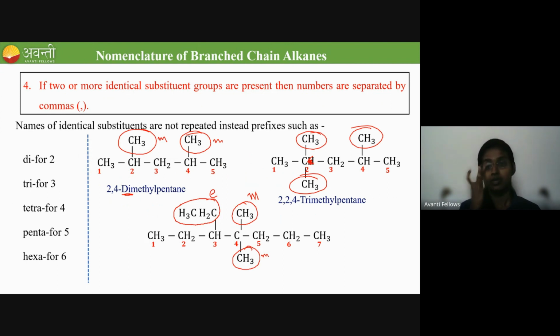What is the name of this compound? So we have two different types of substituent. One is ethyl and the other one is methyl. If two different substituents are there in your compound, then you have to go with the alphabetical order, right? So E comes first in the alphabet. So what could be the correct IUPAC name?